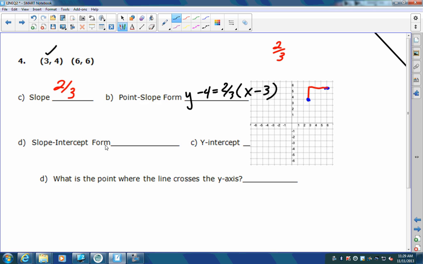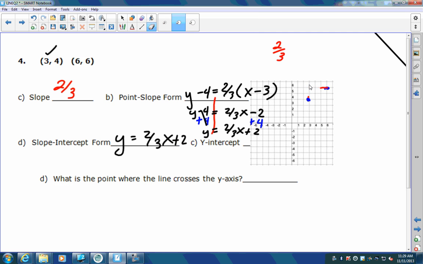Now to write it in slope-intercept form, y minus 4 stays there. And then I have 2/3 times x. 2/3 x. 2/3 times negative 3 is negative 2. Then I add 4 to each side. I get y equals 2/3 x plus 2. That's slope-intercept form.